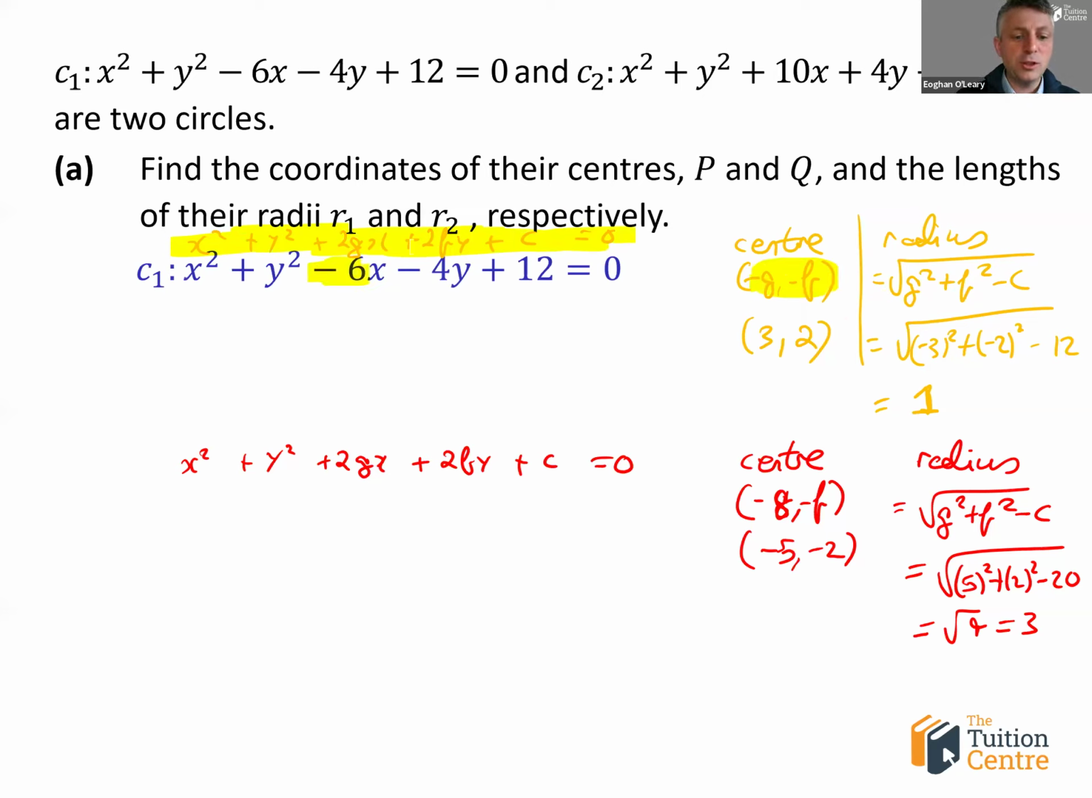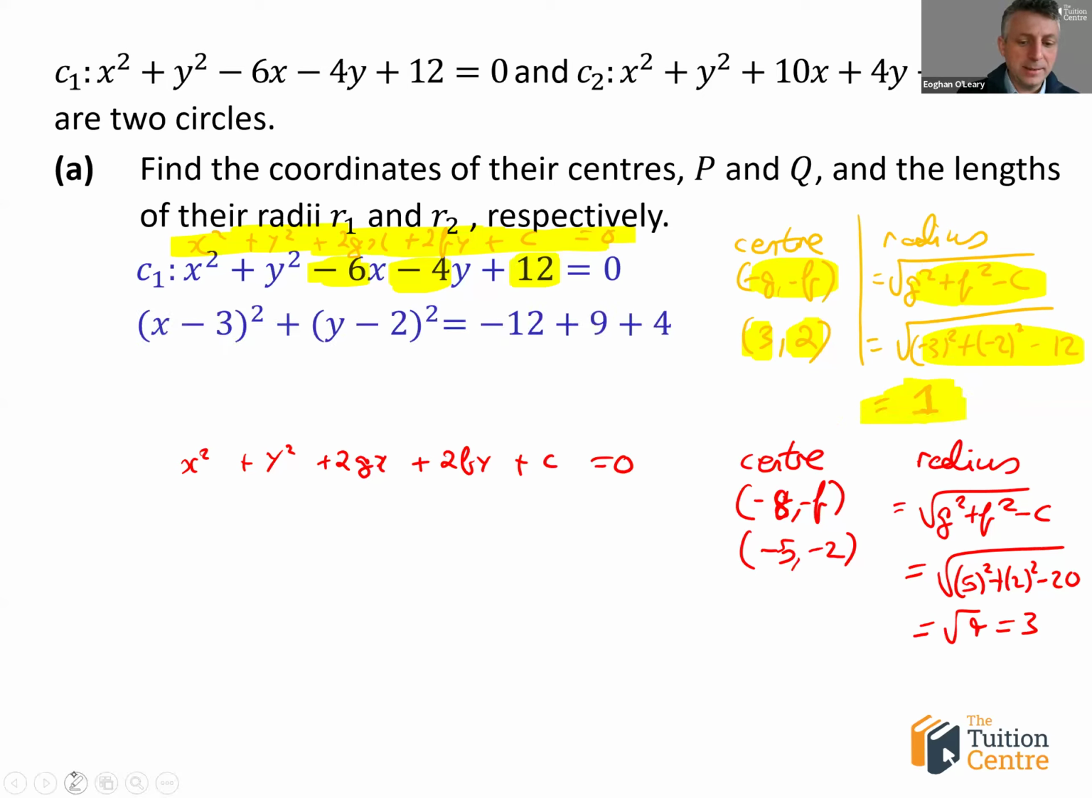So if 2g is minus 6, then minus g is equal to 3. If 2f is equal to minus 4, then minus f is equal to 2. C is equal to 12. So the square root of g squared plus f squared minus c gives you the radius. Turns out to be root 1, which is 1.